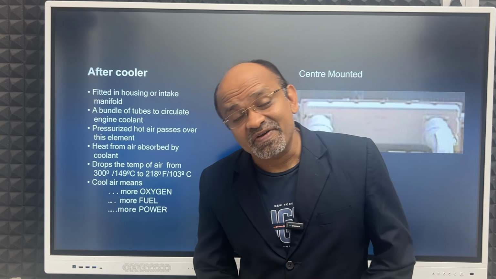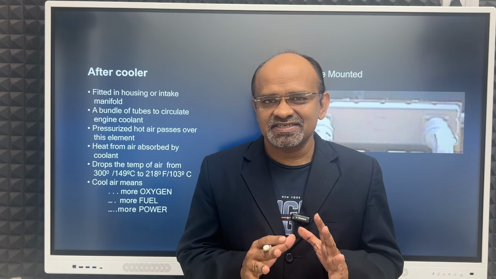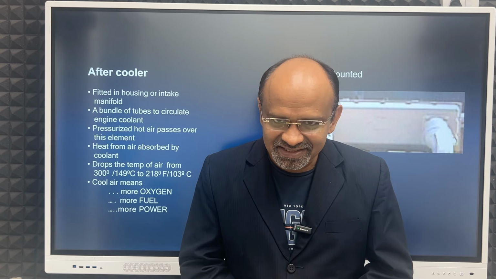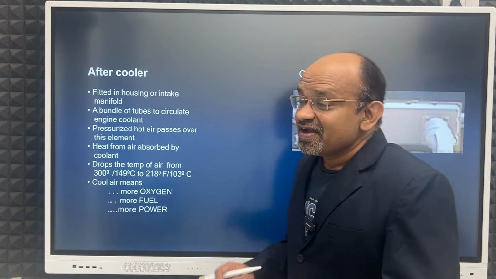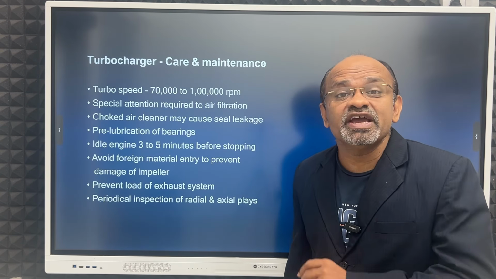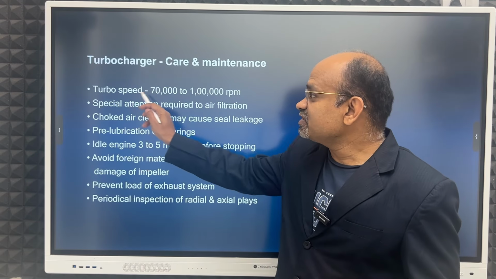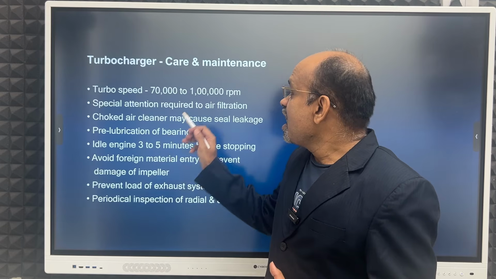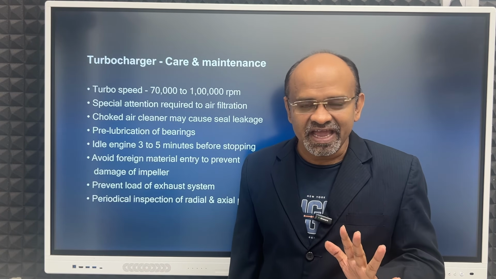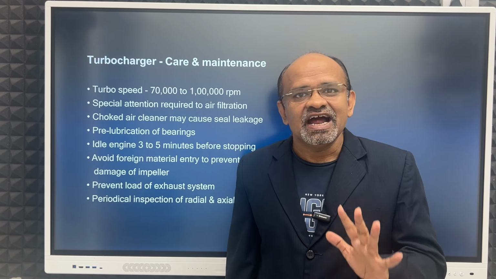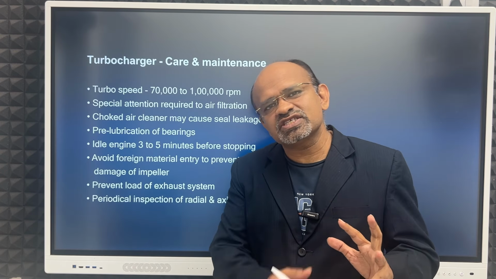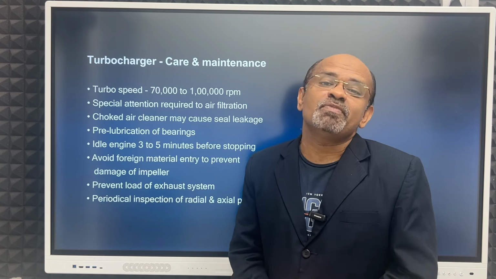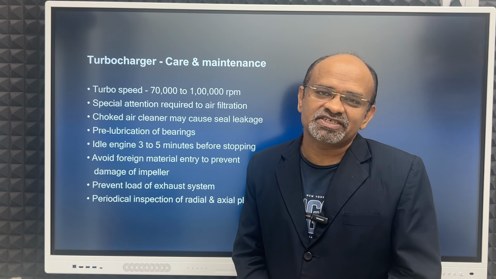Now, very important question. Can you guess at what speed this turbocharger is rotating? See the number, you will be amazed. Turbocharger speed is 70,000 to 1 lakh RPM, or 100,000 RPM. Can you imagine such a high speed? And that is the reason it is able to suck the air at very high speed and we get ample air for the complete combustion of fuel.